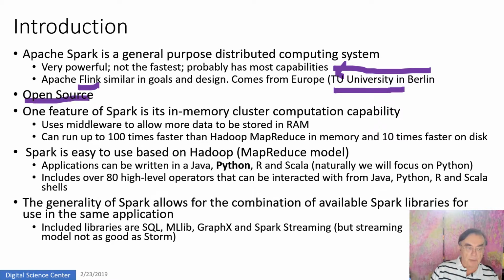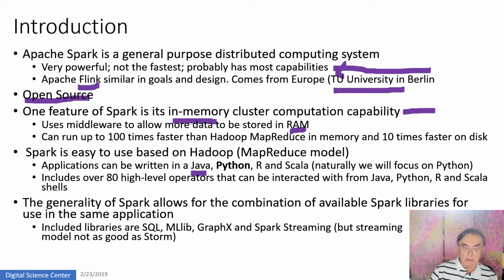Spark and Flink are both open source as Apache projects, and they both have in-memory cluster computation capability. And they use middleware to allow as much data as possible to be stored in the fast memory. Because of that, it can run much faster than Hadoop in some problems because it's in memory. And even when you use disk, it's faster because it uses it in a cached, powerful fashion.